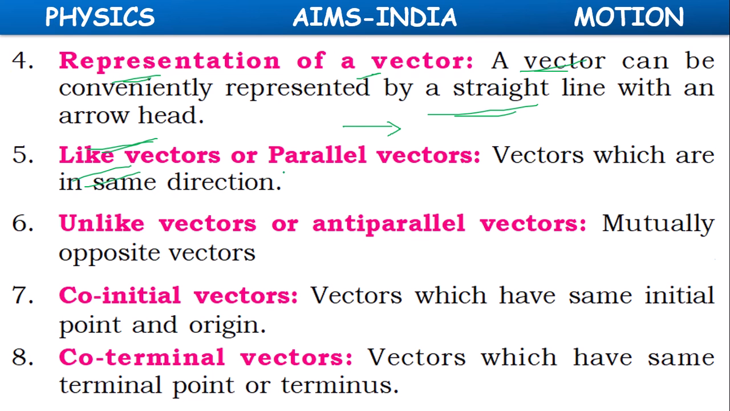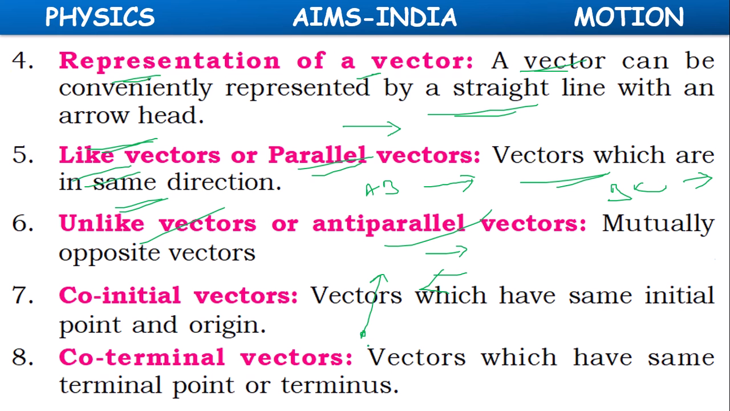What are like vectors or parallel vectors? Vectors which are in the same direction. If vector AB points in this direction and vector BC also has the same direction, they are called like vectors. If their directions are different, they are called unlike vectors or anti-parallel vectors. If they start from the same point, they are called co-initial vectors. If they end at the same point, they are called co-terminal vectors.